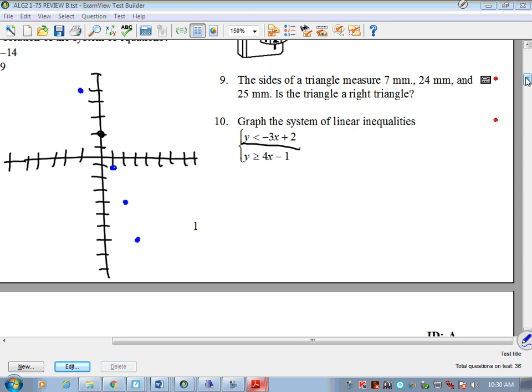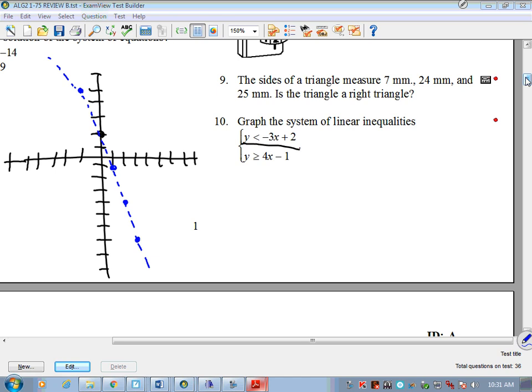Now, my line, is it going to be solid or dotted? Dotted, right, because it's not equal to. Now the other thing I have to figure out is which side I'm going to shade. Notice it says y is less than.